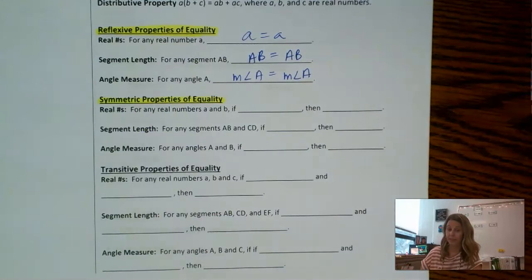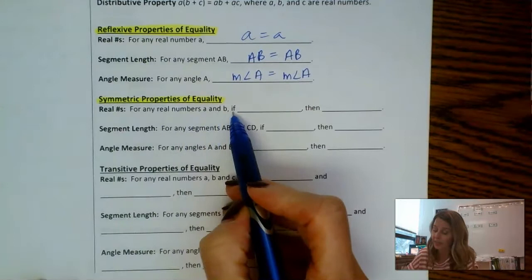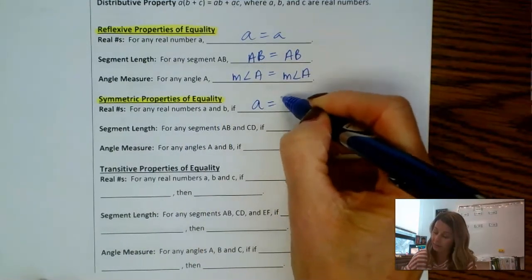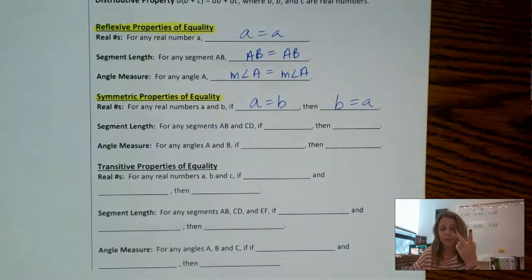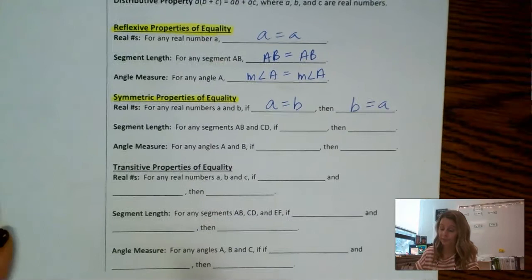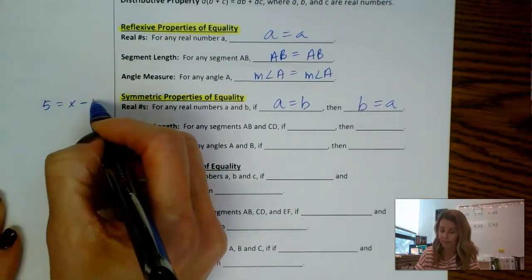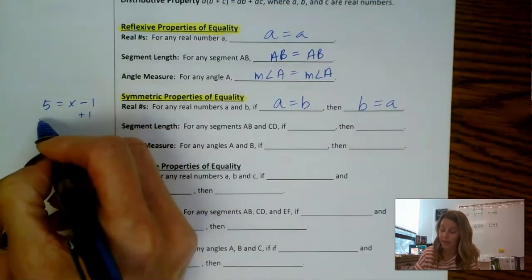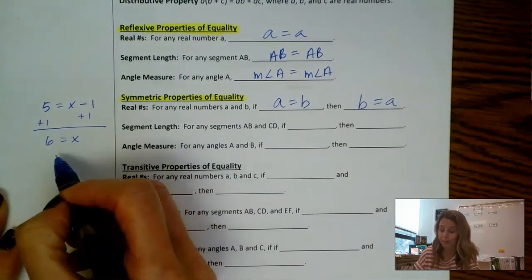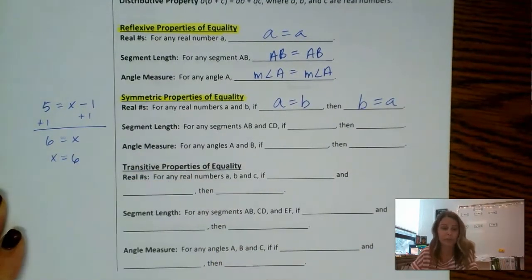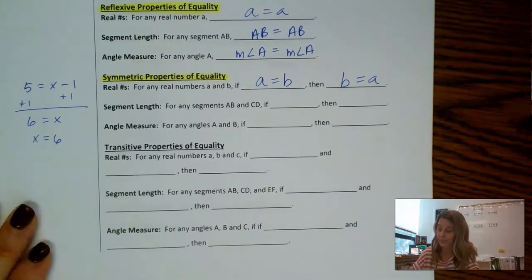All right, so again, there's just three examples just to give you an idea of how it works. For any real numbers A and B, if A equals B, then B is equal to A. So symmetric lets us switch them. A good example of this is when you solve the equation 5 equals x minus 1, and we add 1 to both sides, and we get 6 equals x. Well, the symmetric property of equality allows me to switch it around. We kind of naturally do that. I know I tend to do that a lot, but that's because of the symmetric property.